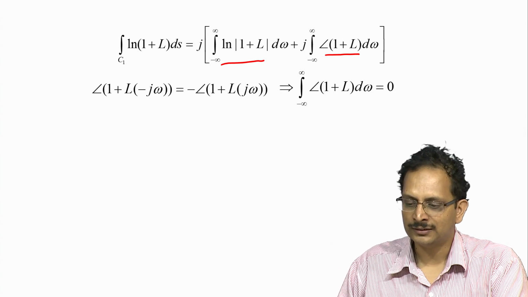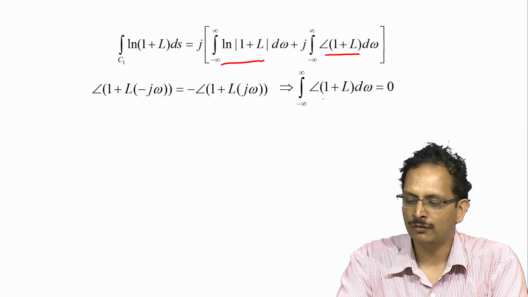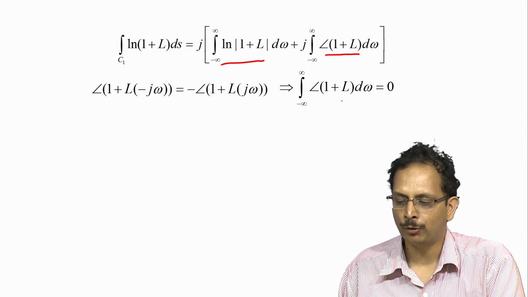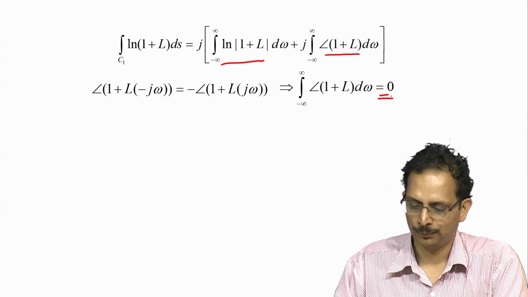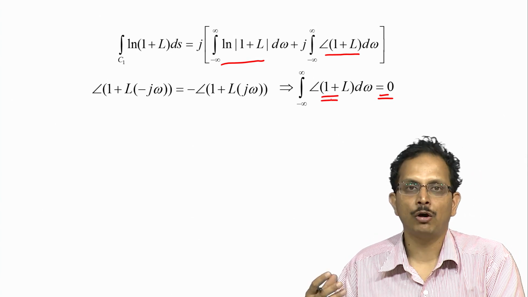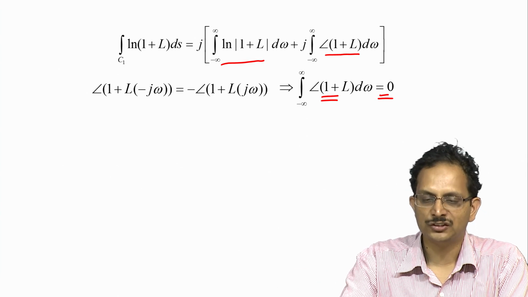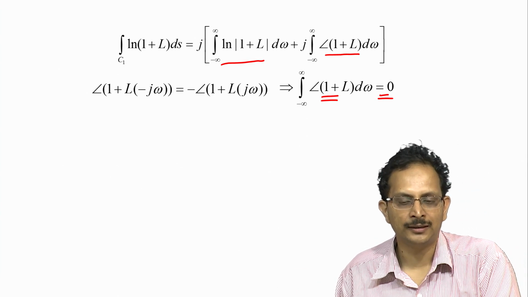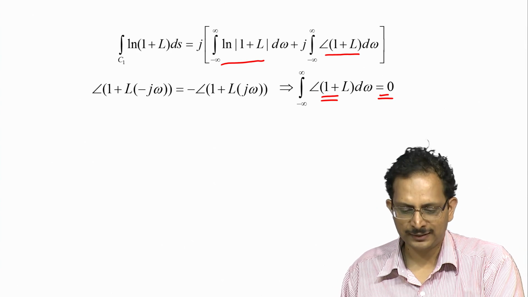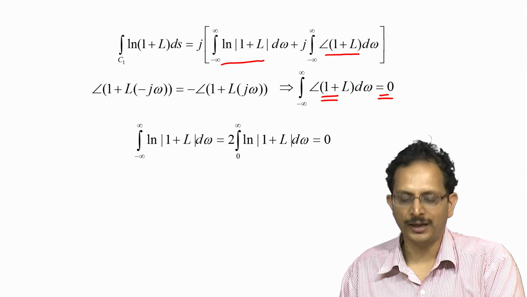We would have this particular integral, namely the integral from minus infinity to infinity of the angle of 1 plus L d omega, be equal to 0, simply because the function angle of 1 plus L is an odd function of omega. What that leaves us with is just the first integration alone, which is given by the integral from minus infinity to infinity of ln of magnitude of 1 plus L d omega.